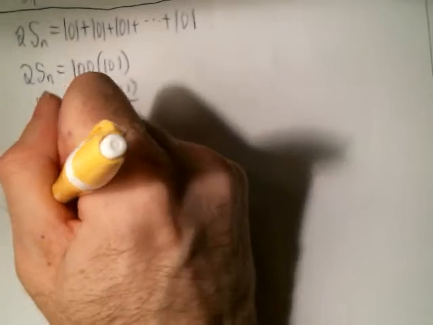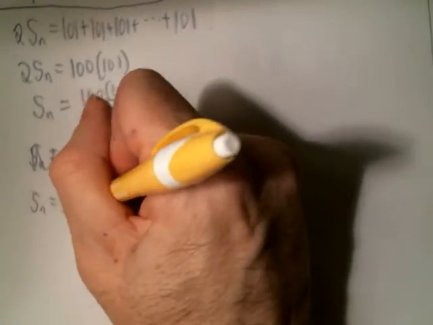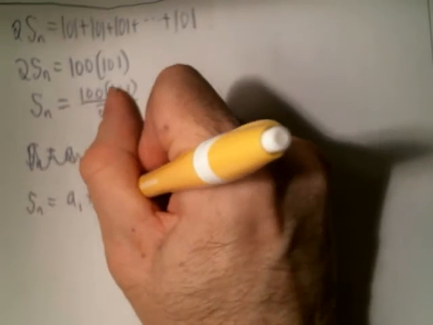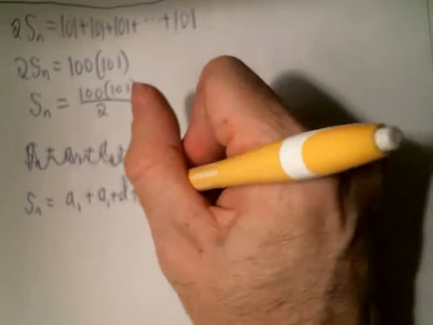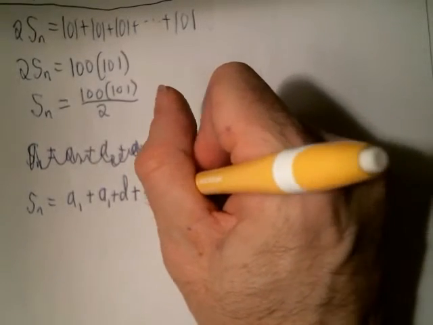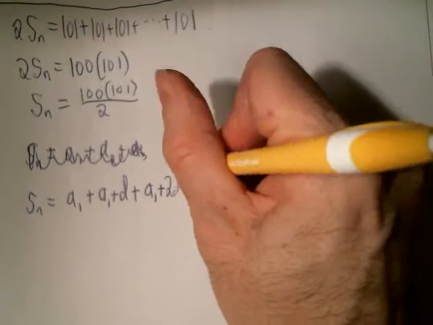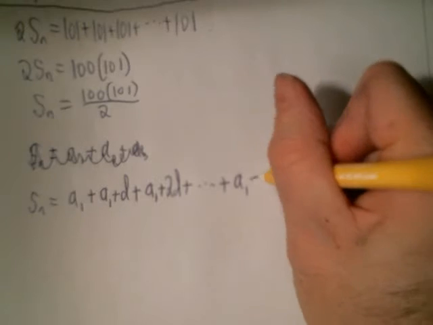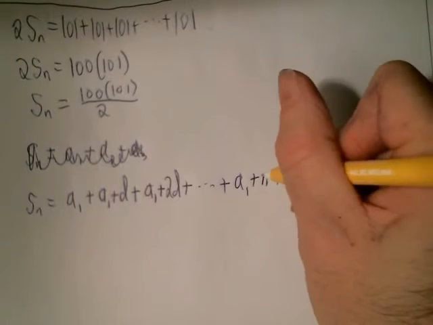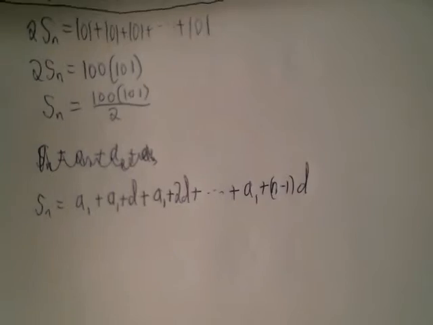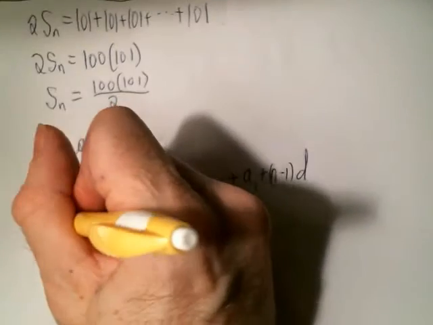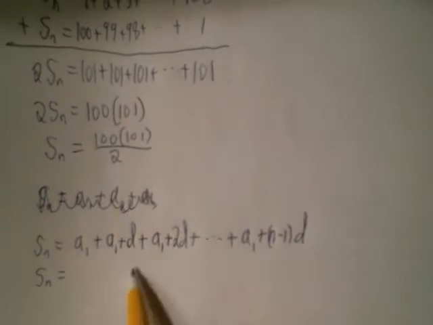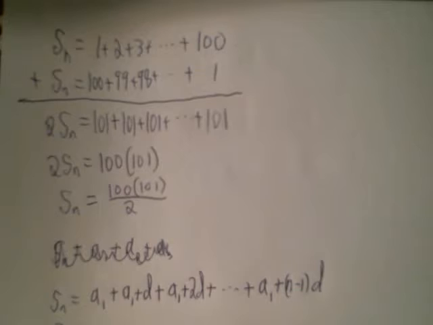All right, so S sub n equals a sub 1 plus a sub 1 plus d plus a sub 1 plus 2d plus dot dot dot plus a sub 1 plus n minus 1 times d. Okay, and then add it to itself, but write it in the reverse order. So I'm trying to mirror what I did with this previous thing, but in a more general kind of way.